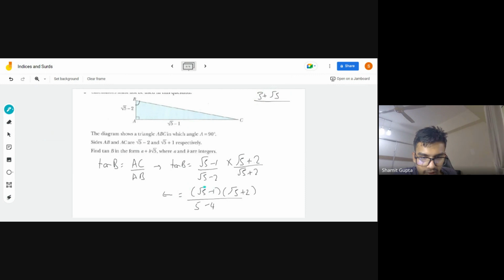If you FOIL this, if I solve this one first, root 5 times root 5 will be 5. Then this will be 2 root 5, so plus 2 root 5. Minus root 5, so minus root 5 here. Minus 2, so minus 2 here. Over 1. This becomes 3 plus root 5. Yep. So that's it for this one.